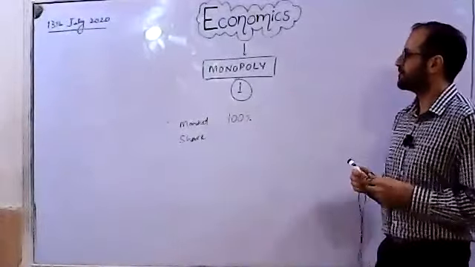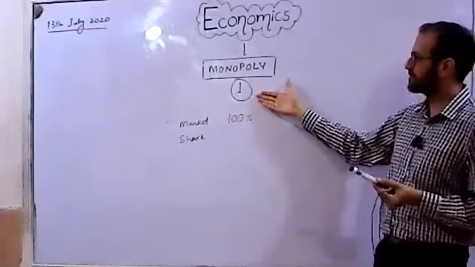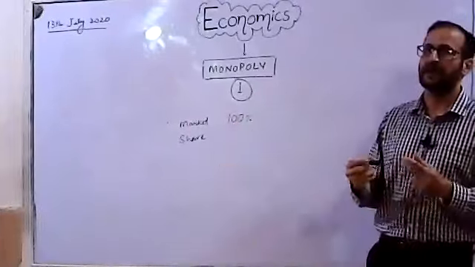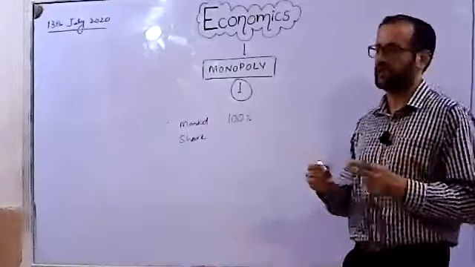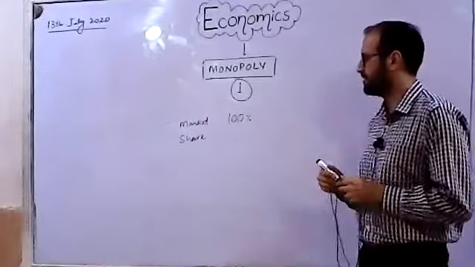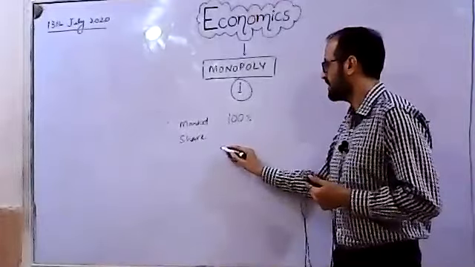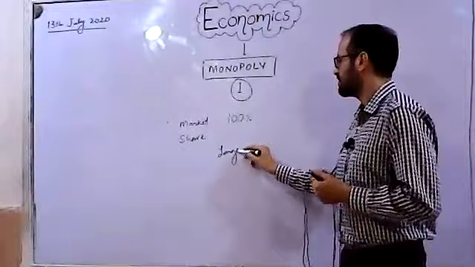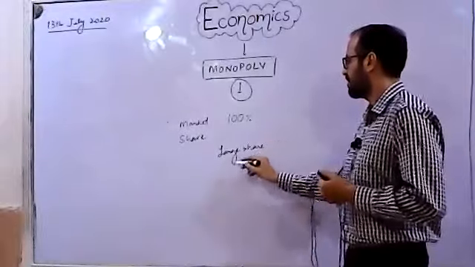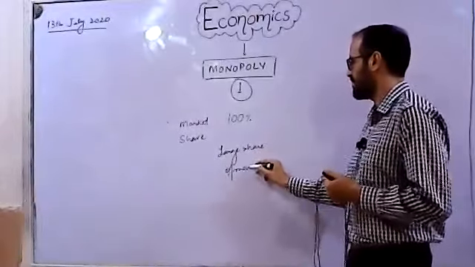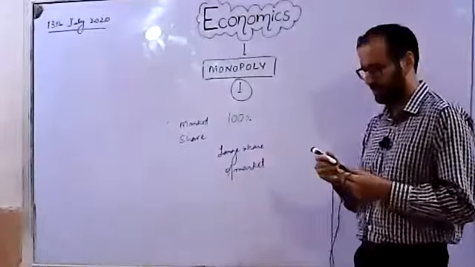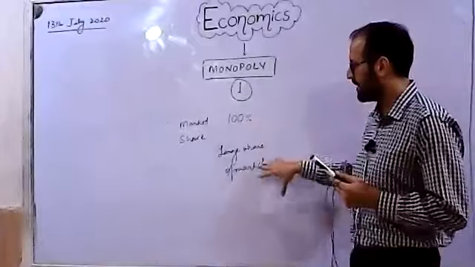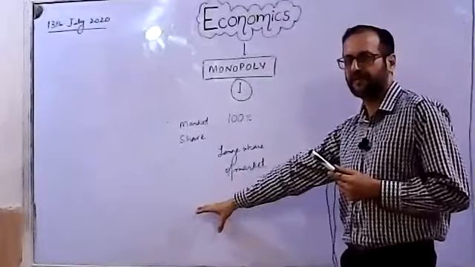So a monopoly is somebody who is one, or maybe has 100% share, or maybe a bigger share. If we are not sure if it's 100%, then at least we can say that this type of organization has a large share of the market. Now we know what a market is. The market is about the buyers and sellers. So it means that this is a seller which has a large share of buyers with him.